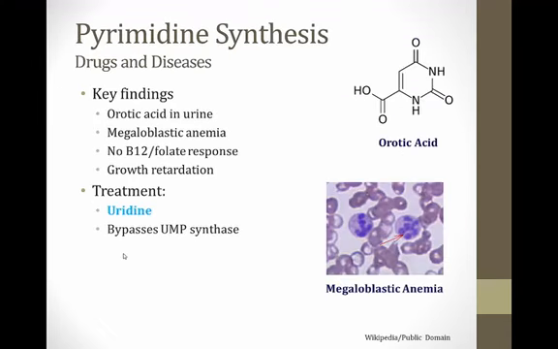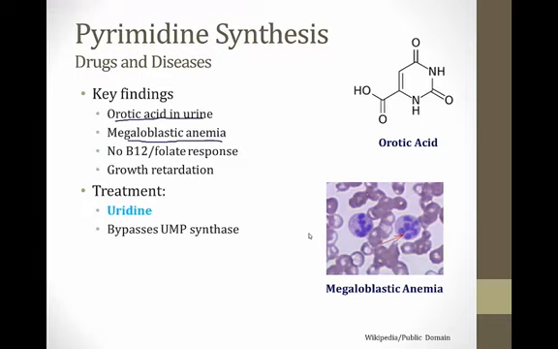The key findings of this condition are orotic acid in the urine. That's why it's called orotic aciduria. In addition, children born with this condition have megaloblastic anemia. So megaloblastic anemia is where there are decreased numbers of red cells. Obviously, that's why it's called anemia, but the red cells are large.